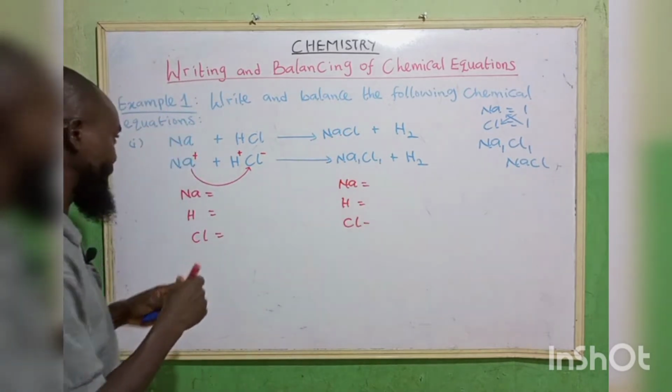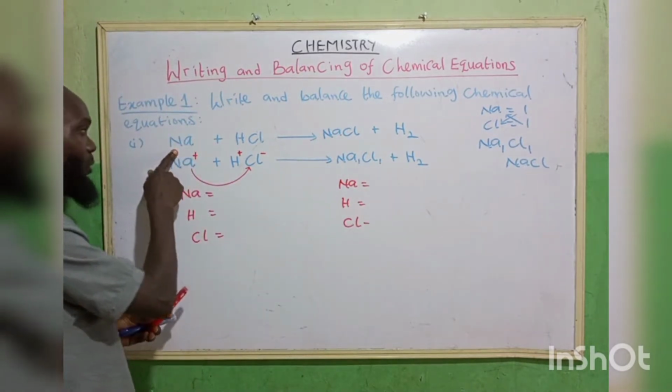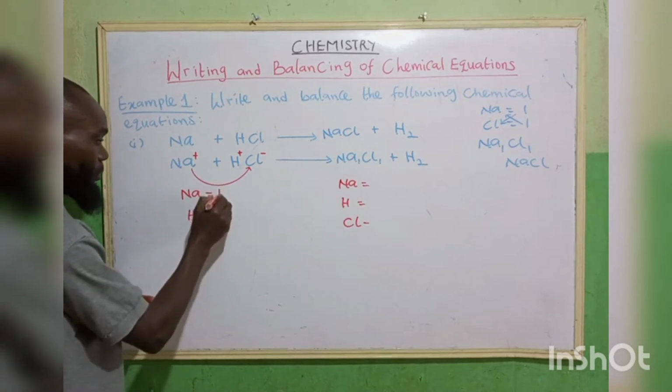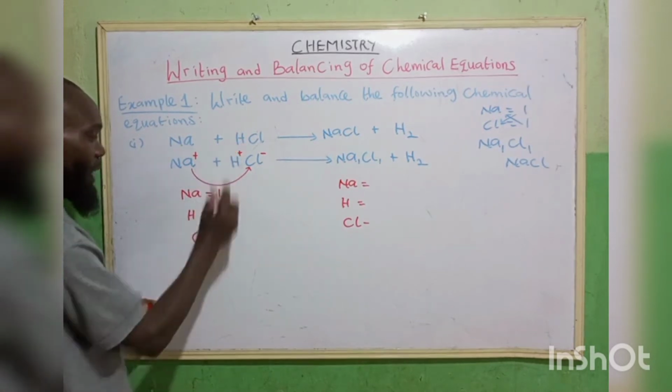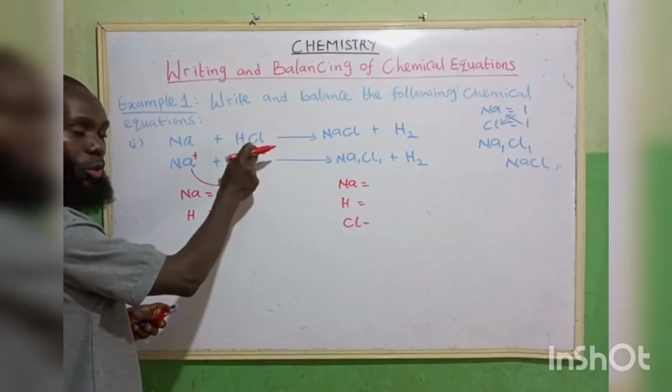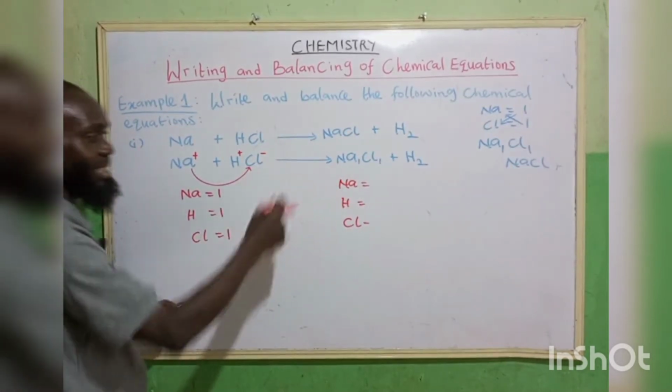Now let us look at this. How many sodium do we have here? When we look at it, this is 1 sodium. How many hydrogen do we have here? We have 1 hydrogen. How many chlorine do we have here? We have 1 chlorine. We come to the right hand side as well.